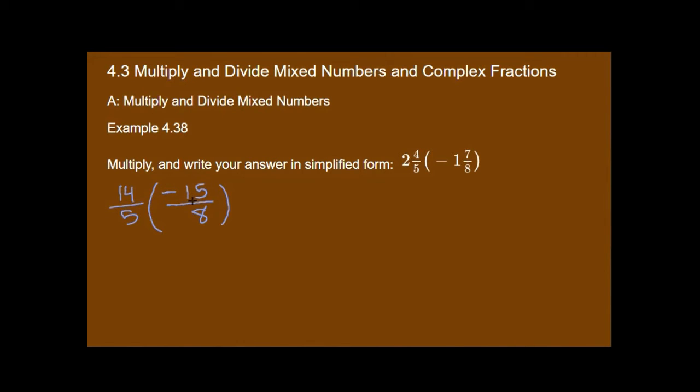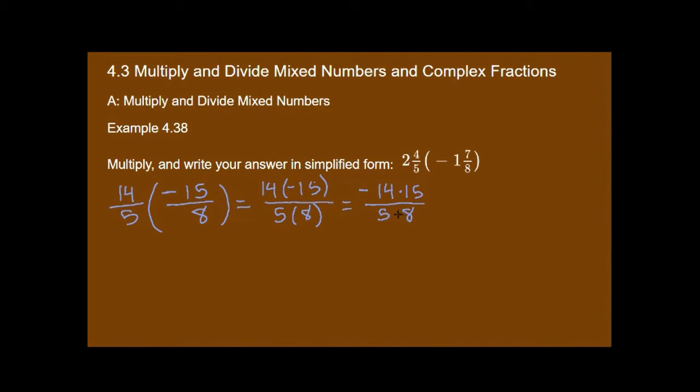So let's go ahead and multiply this out. On the top, we're going to have 14 times negative 15 divided by 5 times 8. Okay, and then we can pull out that negative and put it in front of the whole expression. So we'll do negative 14 times 15 divided by 5 times 8.